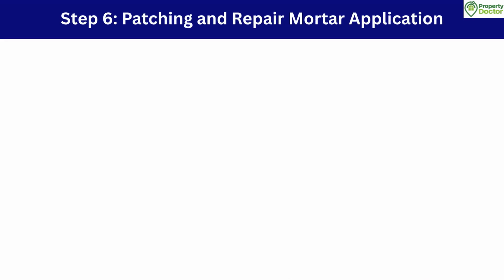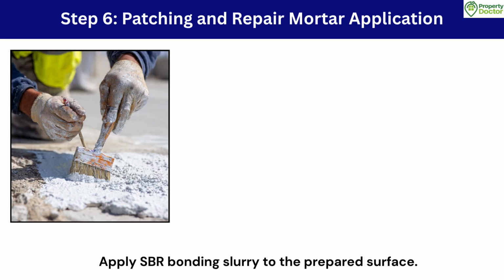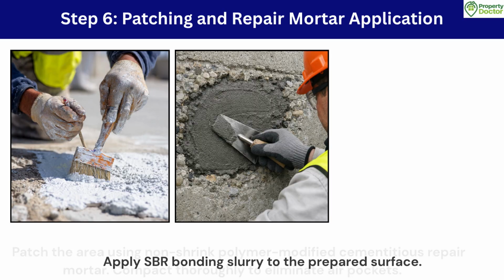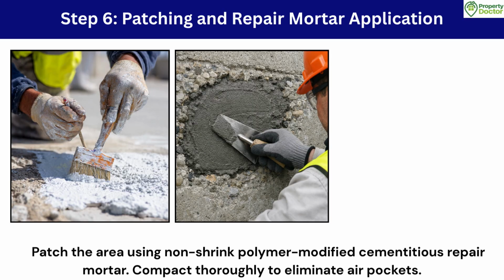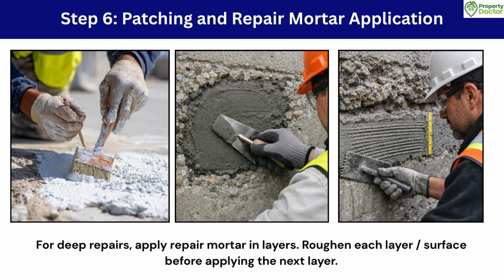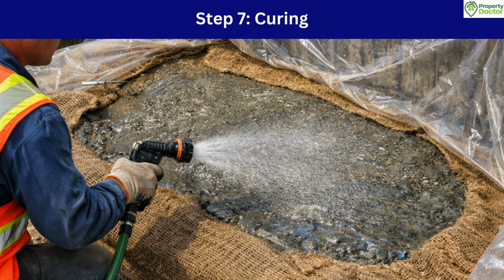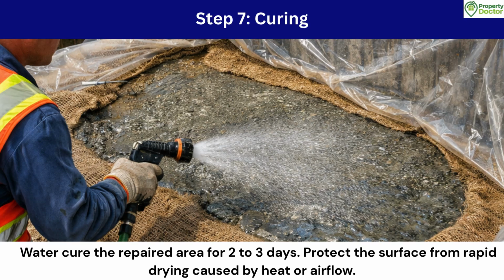Step 6. Patching and repair mortar application. Apply SBR bonding slurry to the prepared surface. Patch the area using non-shrink polymer modified cementitious repair mortar. Compact thoroughly to eliminate air pockets. For deep repairs, apply repair mortar in layers. Roughen each layer or surface before applying the next layer. Step 7. Curing. Water cure the repaired area for 2 to 3 days. Protect the surface from rapid drying caused by heat or airflow.